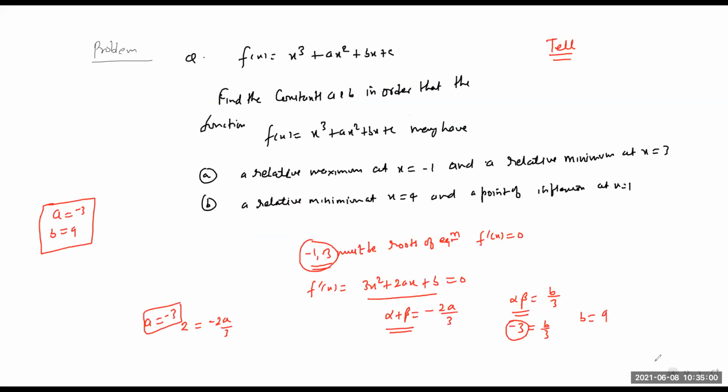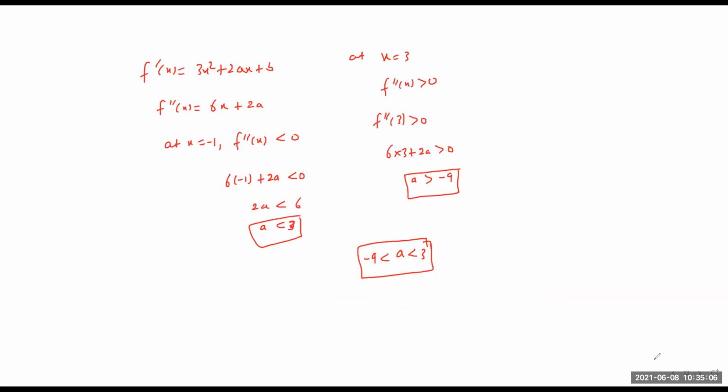It says that 4 is the local minimum and 1 is the point of inflection. Now 1 is the point of inflection. That's nice. f'(x) is 3x² + 2ax + b. And if you differentiate again, you get 6x + 2a. And it is saying that 1 is the point of inflection, so this must be 0.